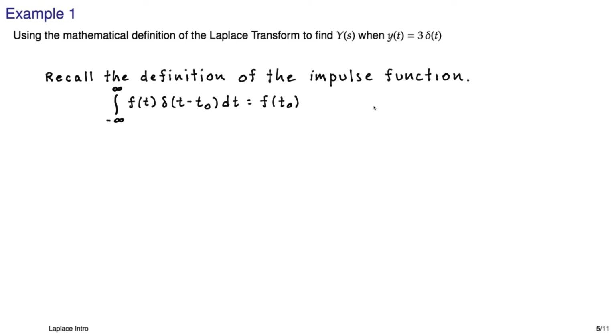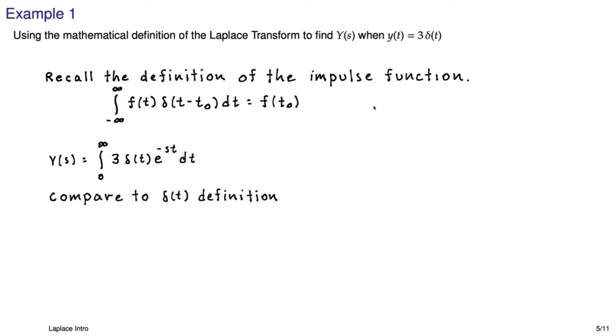And what we're going to do is just use the formal definition of the Laplace transform and then recognize or extract from it the f of t and the t0. So here's the formal definition. I just took 3 delta t multiplied by e to the negative st and integrated.